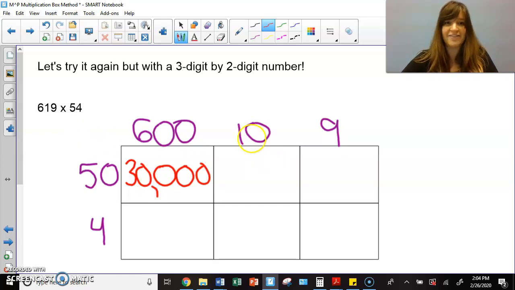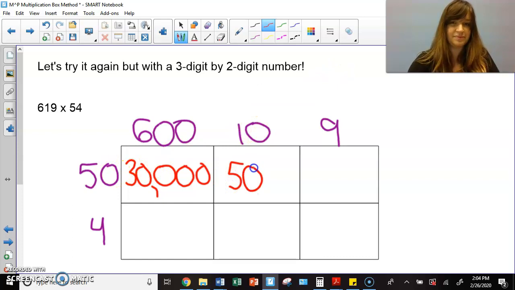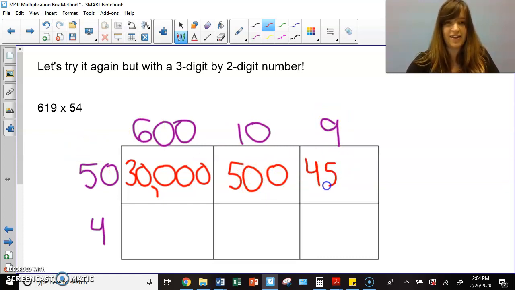Over here, I have 10 times 50. So I have 1 times 5 is 5. And then I have 2 zeros in between those two numbers. I'm going to add those to the end. Now here, I'm multiplying 9 times 5. 9 times 5 is 45. And I add 1 zero on the end because the 9 doesn't have any, but the 50 has 1.